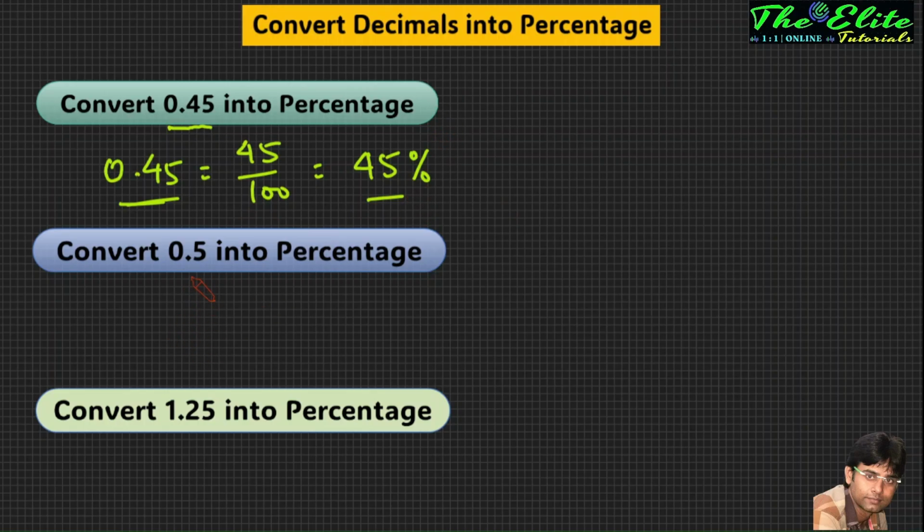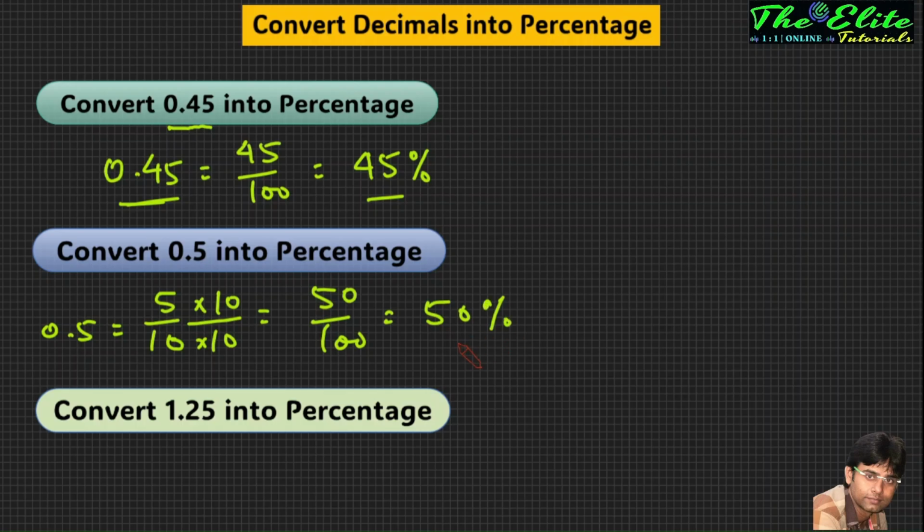Likewise, here it is 0.5 into percentage. We know that 0.5 will be written as 5 by 10. Okay, I'm writing it here. 0.5 is equal to 5 by 10. But here it is 10, not 100. So in order to make this 100, we can do one thing. We will multiply this numerator by 10 and the denominator by 10 as well. It will give us 50 by 100, and then 50 by 100 can be written as 50%. I hope you understand. It's very easy. This is one way of doing this, and I'll tell you the trick as well.